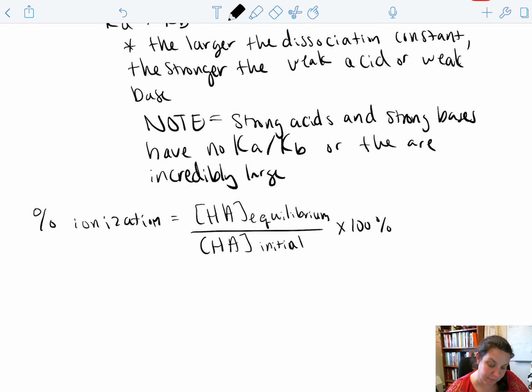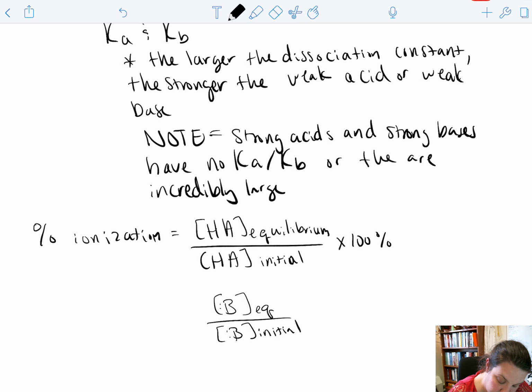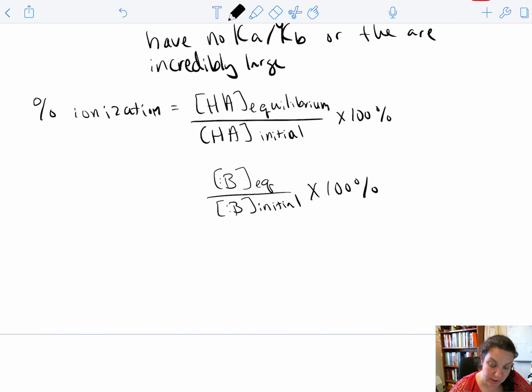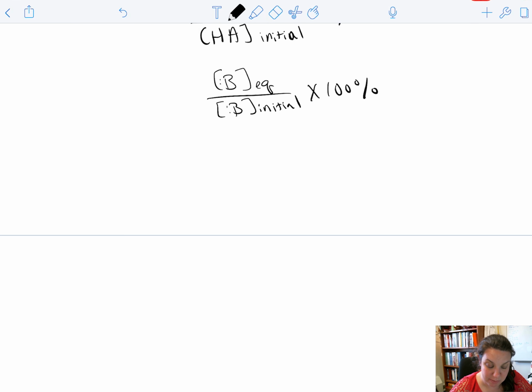We could do a similar thing for our base. We could look at our equilibrium base concentration divided by our initial base concentration times by 100. That would give us our percent ionization for our base. One of the things we'll be using this information, the Ka and Kb, for is to determine pH.